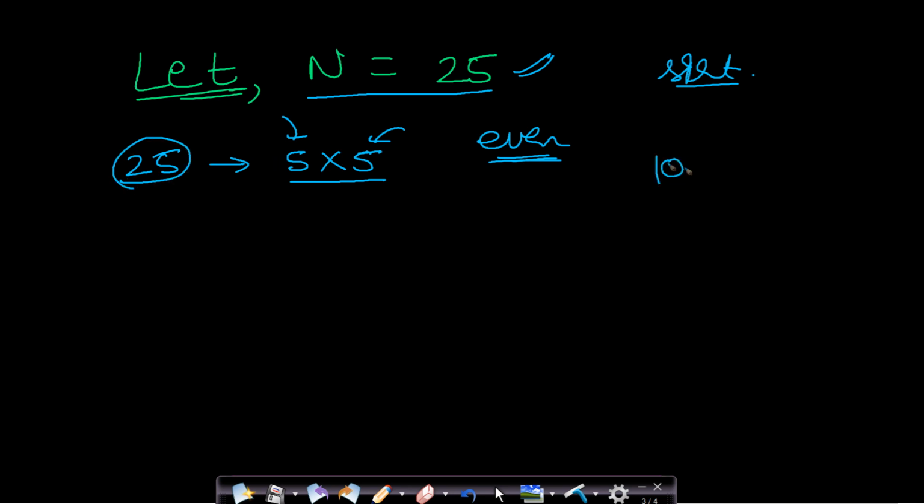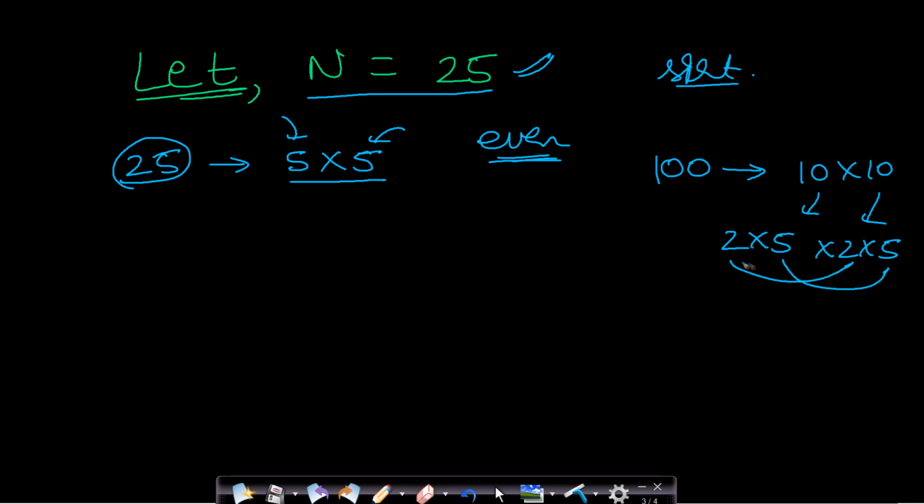Let us take this number 100. So how can you write this 100? Actually 100 is basically 10 into 10. So this 10 can be further divided into 2 into 5, and this 10 will again be 2 into 5. So you can see that there are two 2's and two 5's. So this 2 is occurring an even number of times and this 5 is occurring an even number of times. So this number has to be a perfect square.